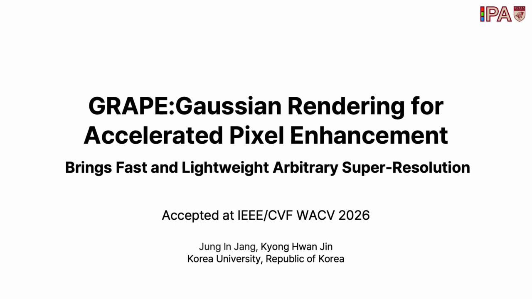Hi everyone, today I present GRAPE, which stands for Gaussian rendering for accelerated pixel enhancement. GRAPE is a super resolution method that can upscale to any target scale, but still runs fast and lightweight. It does this by predicting 2D Gaussian primitives and rendering the high resolution image efficiently.